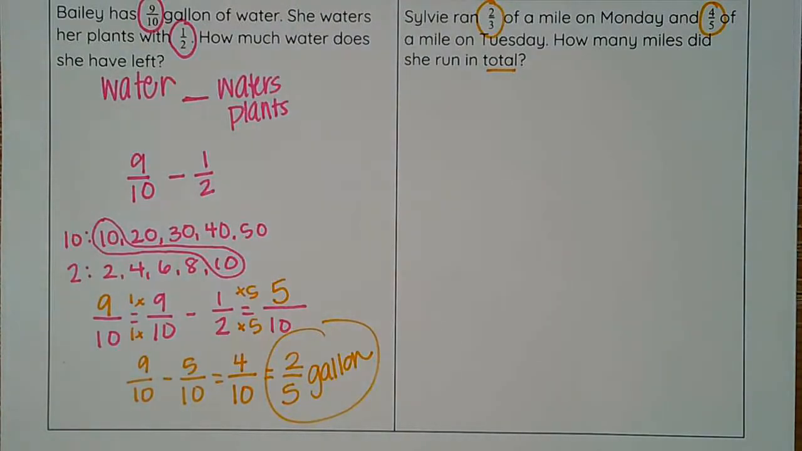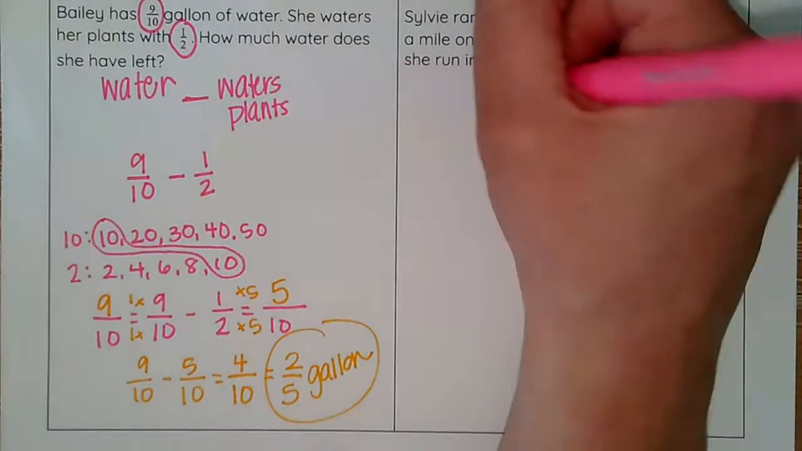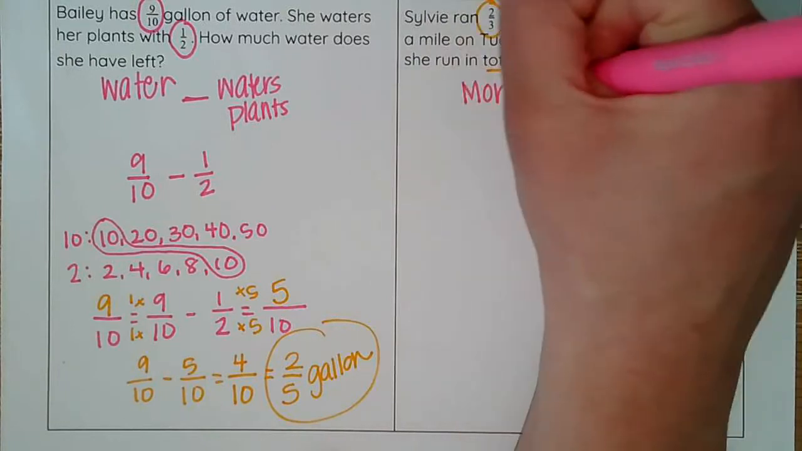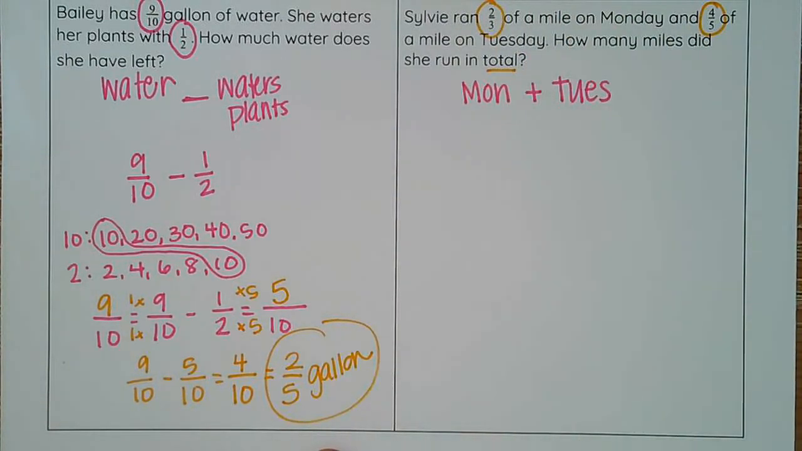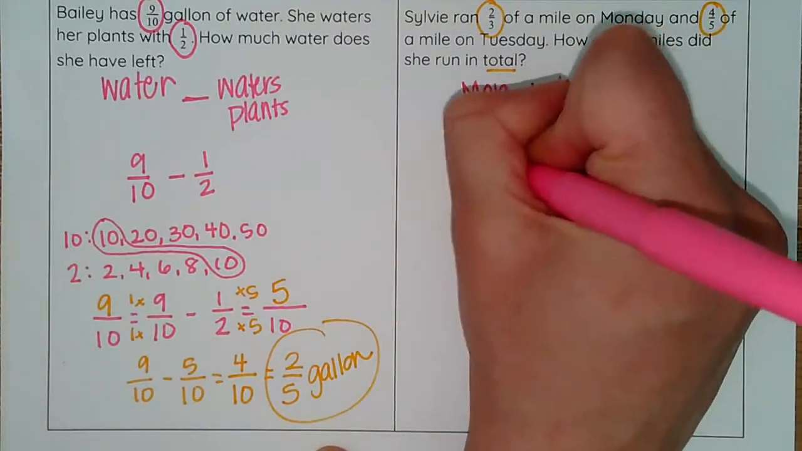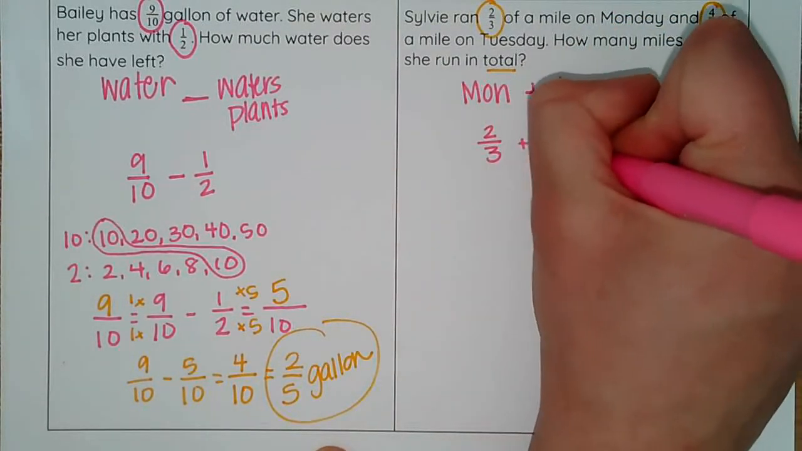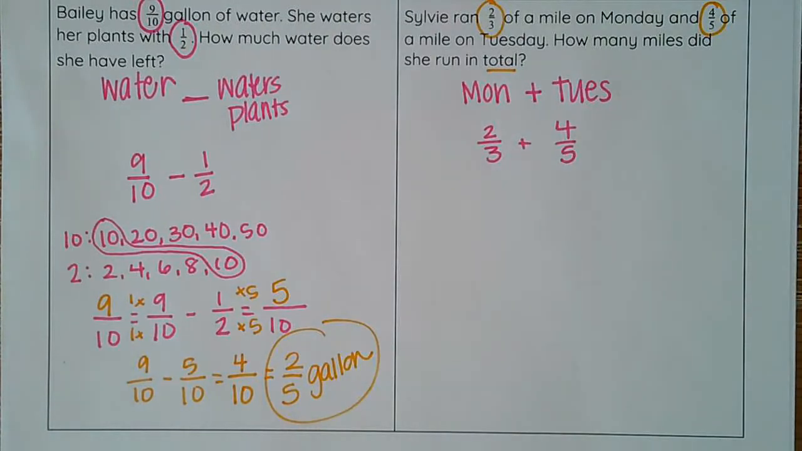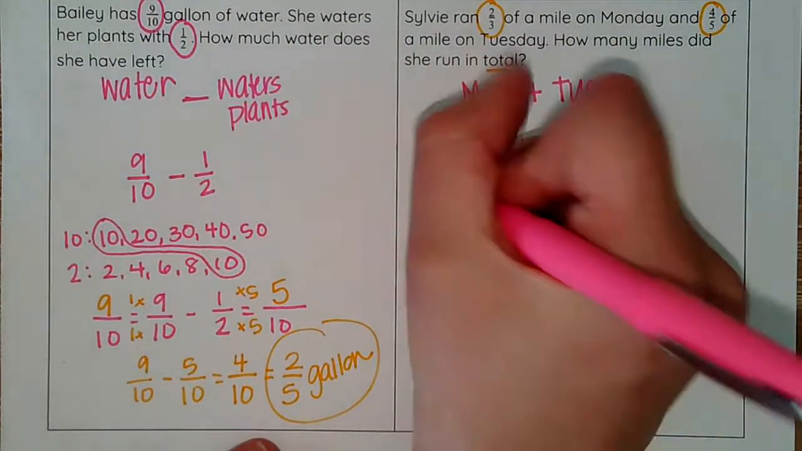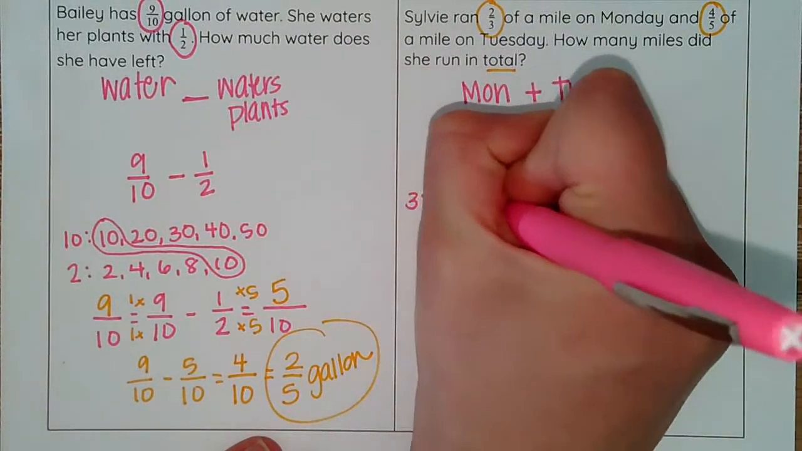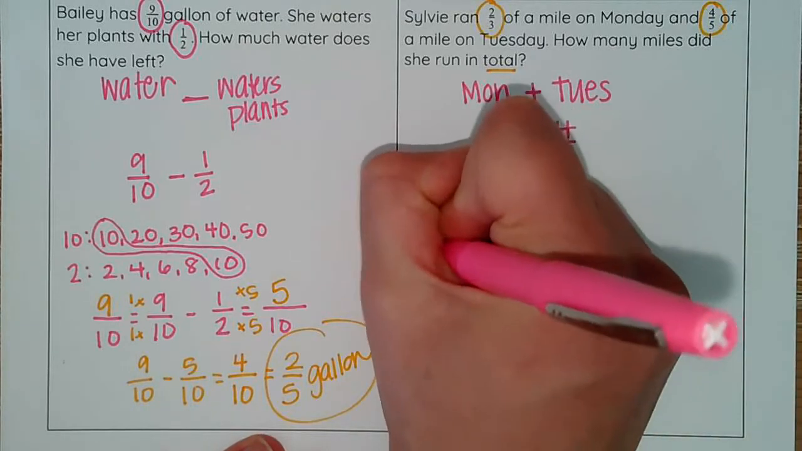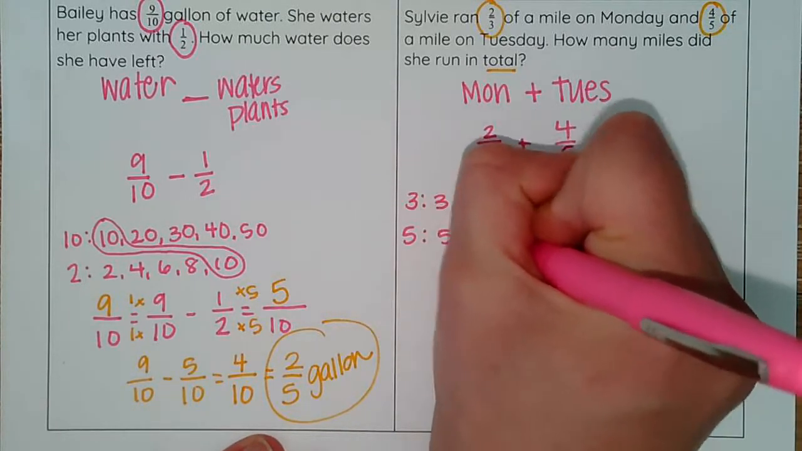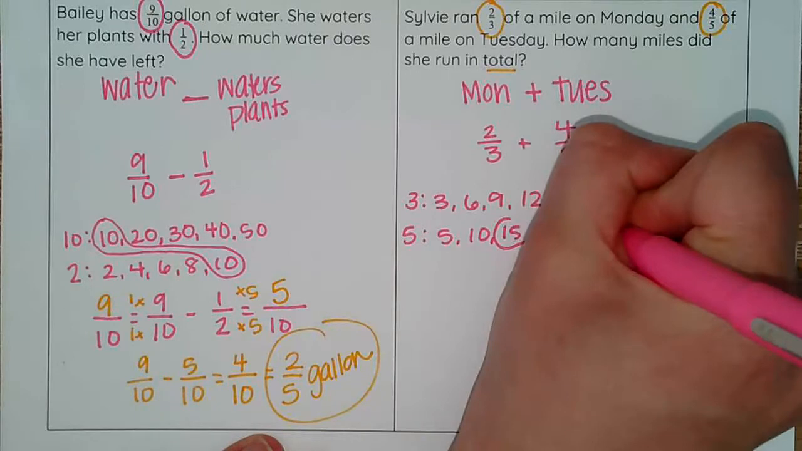So I like to put these in order. So my Monday miles plus my Tuesday miles. Okay, just like this story would occur. So I've got 2/3 plus 4/5. All right, I cannot add these yet because they do not have the same denominator. So I make my list of multiples: 3, 6, 9, 12, 15, and then 5, 10, 15. Oh, I can stop.